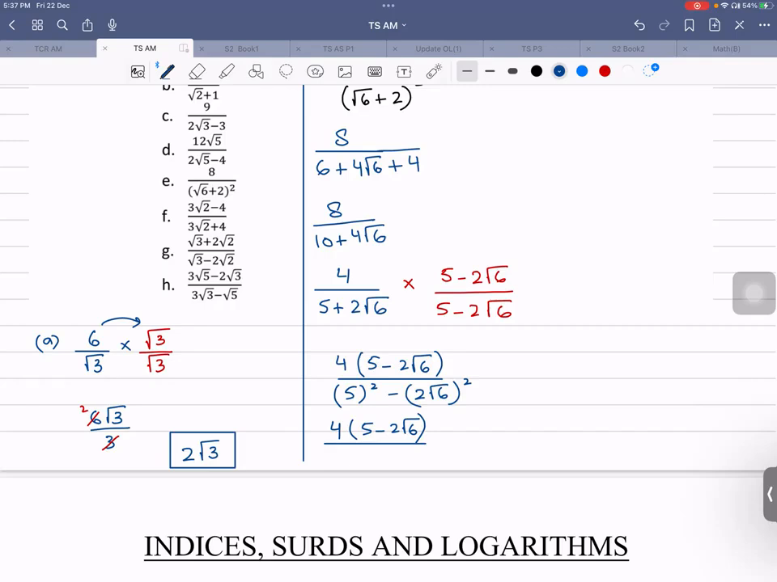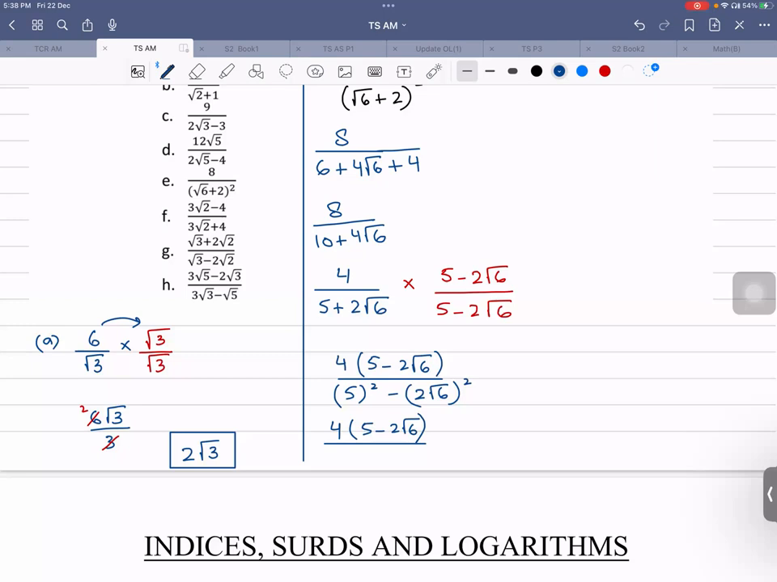So Sir, let's simplify the denominator. Sorry, Sir, I have a question. When you made the original factor, I mean the original 4 upon 5 plus 2 square root 6, if you put the 5 after the 2 square root 6, you would be getting a different value for the denominator, right? Yes, but your final answer will still be the same. Oh, okay.